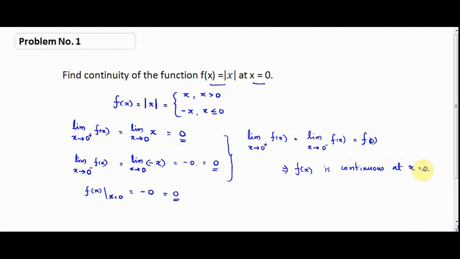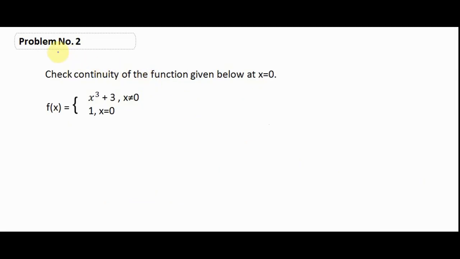Now let's move on to problem number 2. Check the continuity of the function given below at x equal to 0. Here the function is defined as f of x equal to x cube plus 3 for x not equal to 0, and f of x is equal to 1 for x equal to 0.